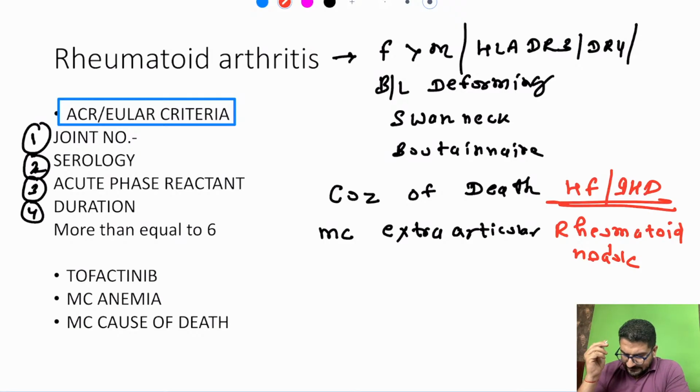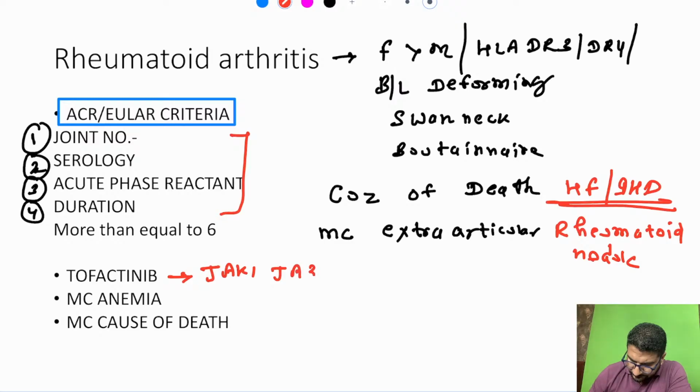So आजकल हमारे पास एक नया ड्रग है. This is a new drug. So this is like the ACR EULAR score. अगर पूरी composite score value is coming 6 or more, then we call this could be RA. So tofacitinib is the new drug. This is a JAK1, JAK3 inhibitor, tofacitinib.